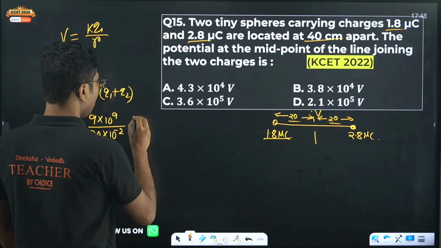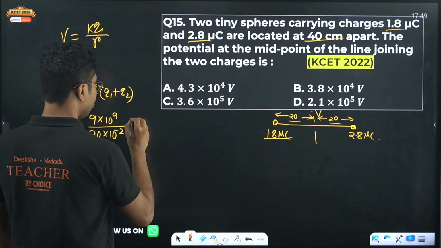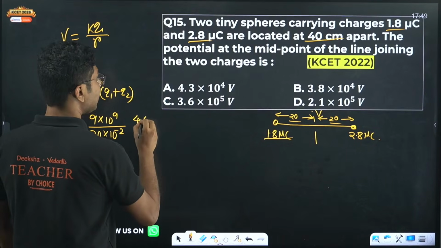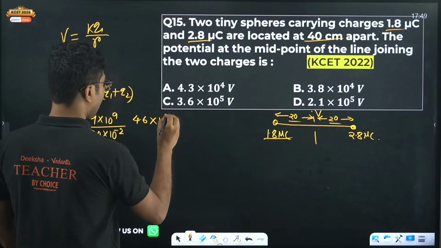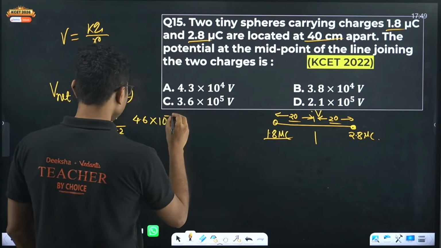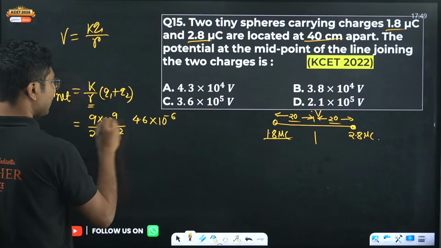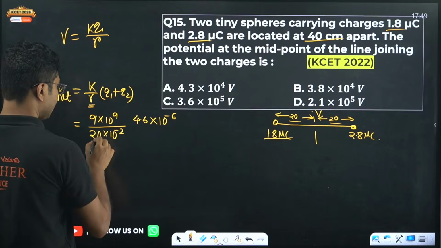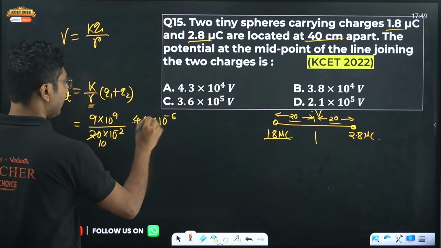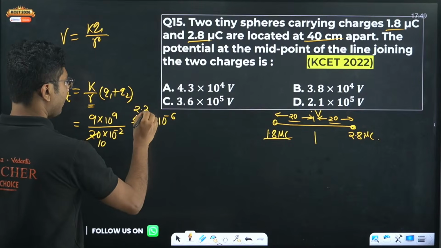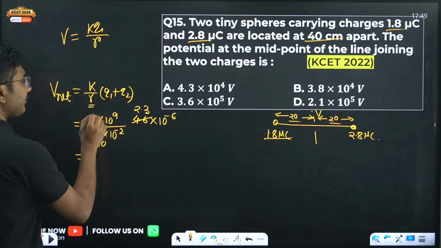Okay, it will be 4.6. So 4.6 microcoulomb means 10 to the power of minus 6. Okay, so let us first calculate as much as possible. So it will be 10 and it will be 2.3. 2.3 means 2.3 into 9.